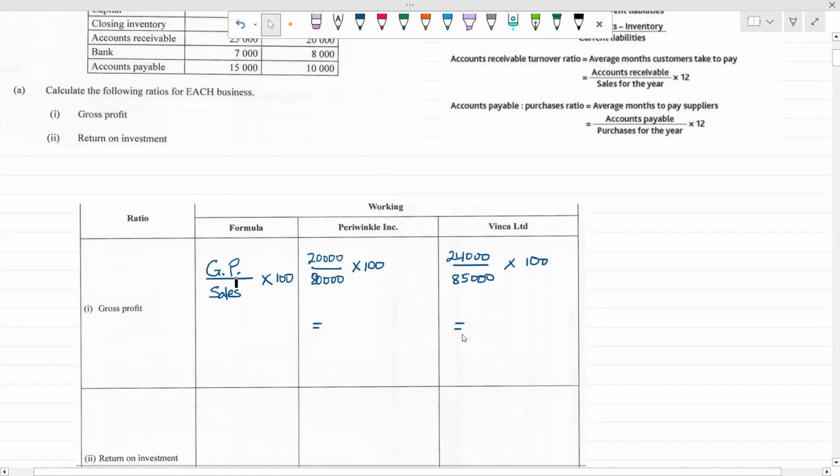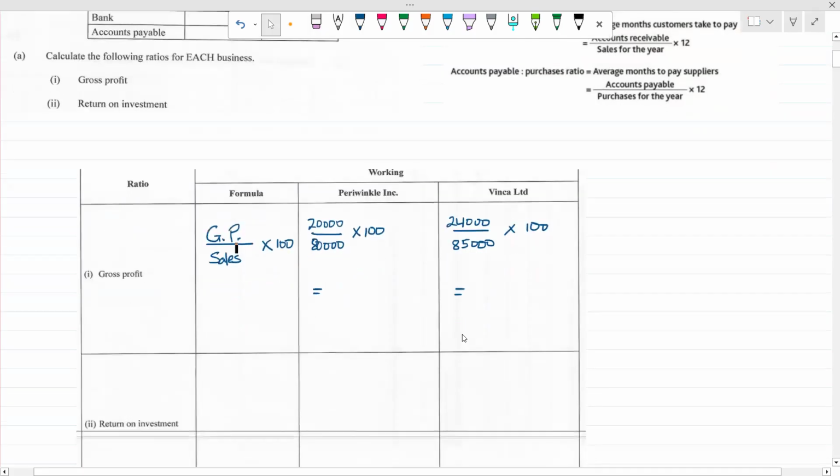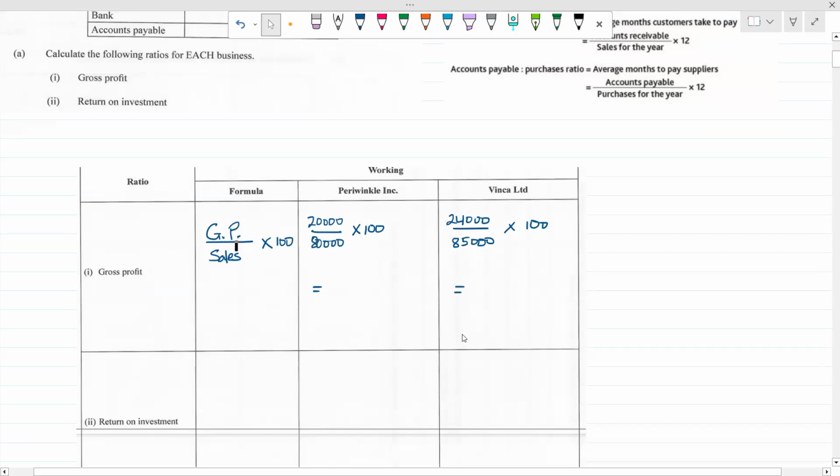Check on your calculators for me. 20,000 over 80,000 by 100. So that's a quarter, right? 2 into 8 is 4. You get 1 on top. So this is 25%.